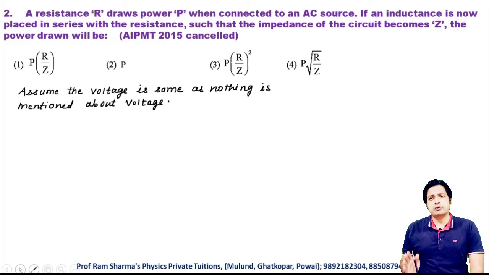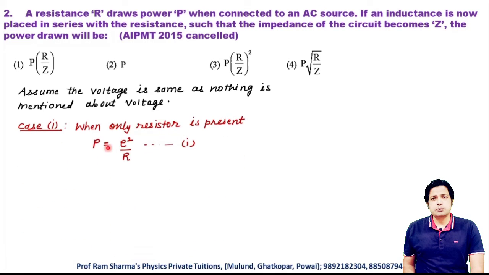I hope you know that power can be written in three ways. Power is equal to I square R, E square by R, and EI. These are the three formulas, right? So I would use E square by R here. So this is the initial power when only resistor is there in the circuit. Now let us see what would be the power when even inductor is there in the picture.